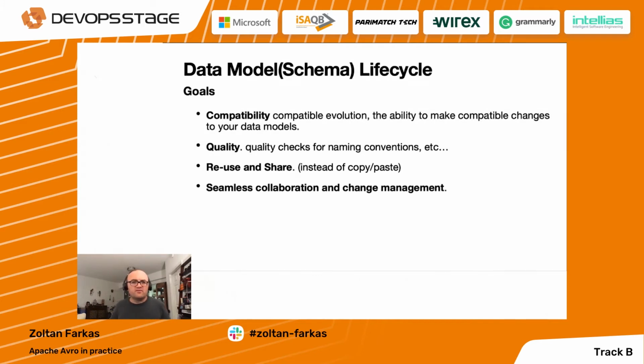After deciding to use Apache Avro in your projects or any other serialization framework for that matter, the first thing one should come up with and implement is a data model lifecycle. Here are some of the goals one should have. First, compatible schema evolution. In any non-trivial application, you will need the ability to evolve your schema in a compatible way. This will enable you to make changes to your components independently.